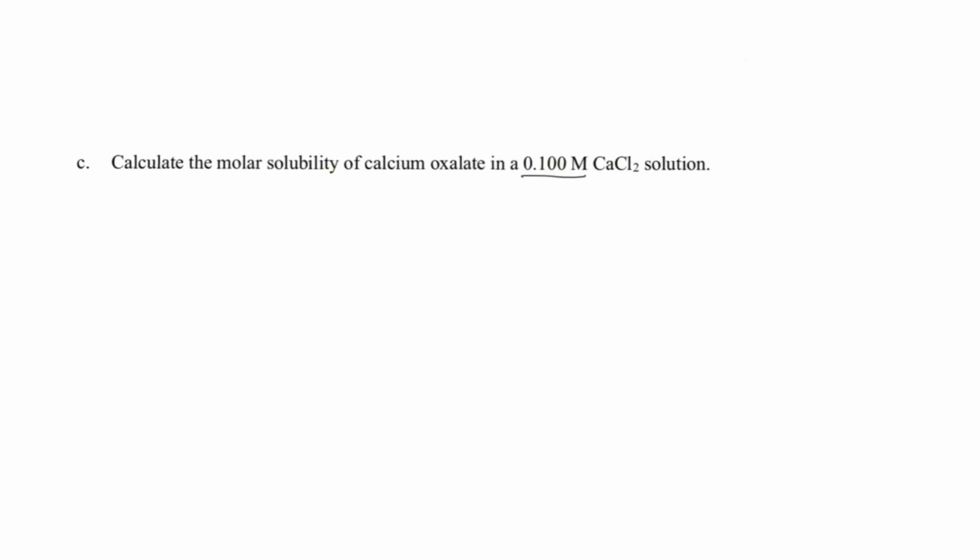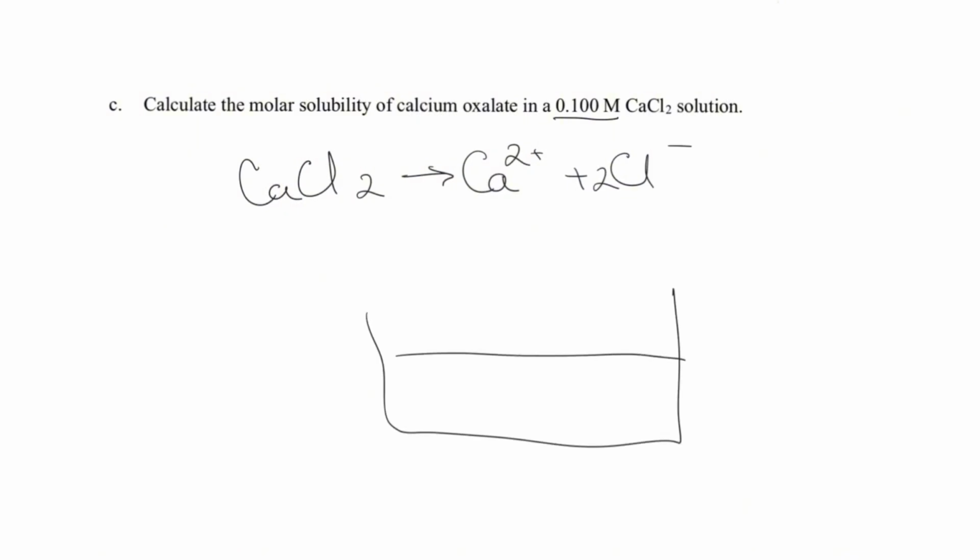But now in part C, the solution already contains calcium ions because calcium chloride will dissociate in the water. So something like this happens in the solution: Ca 2+ and 2 Cl minus. So now in our container, we have, of course, water and the concentration of calcium ions, and we will put our calcium oxalate into this container with the H2O and the calcium ions. So let me clean this.